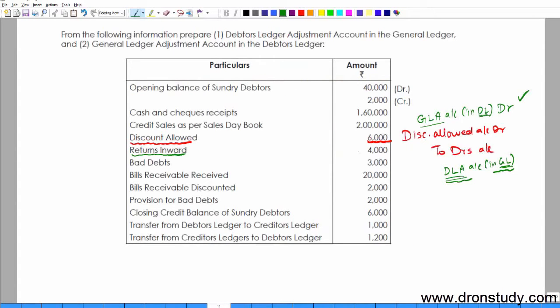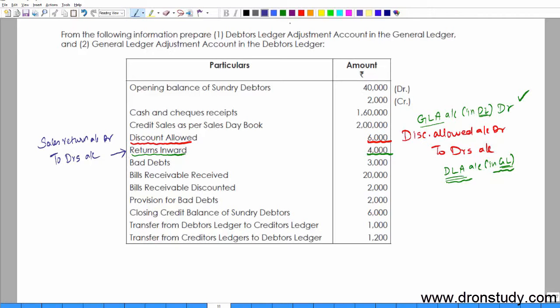Next, we'll talk about return inwards. Return inwards 4,000. So when there is return inwards, what will happen? The general entry is, whatever the returns that have taken place, on account of that return, the value of debtors will come down. It means debtors will be credited. So the debit will go to sales return, right? The debit will go to sales return. So we'll have entry like this: sales return account debit to debtors account, and this indicates there is a return inward.